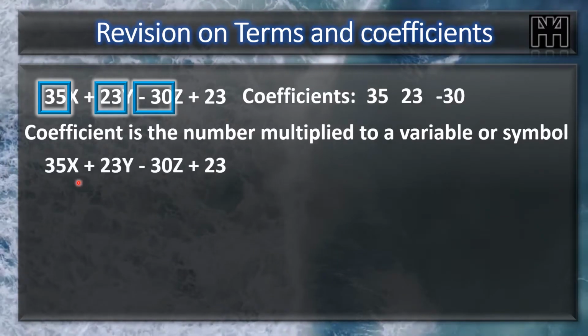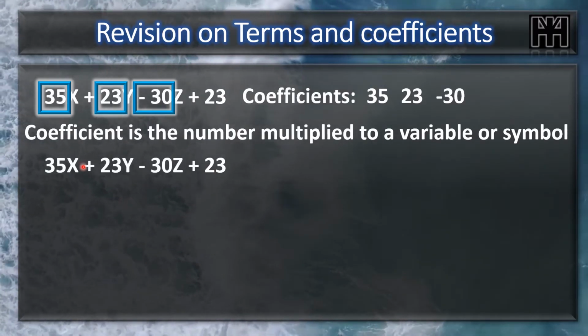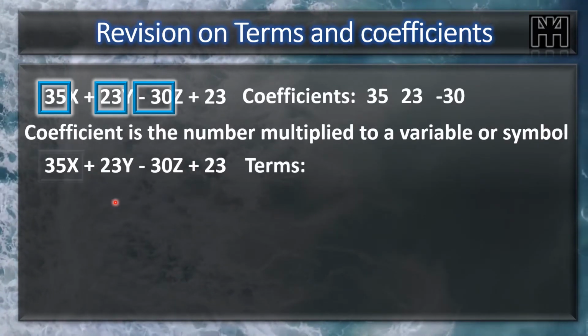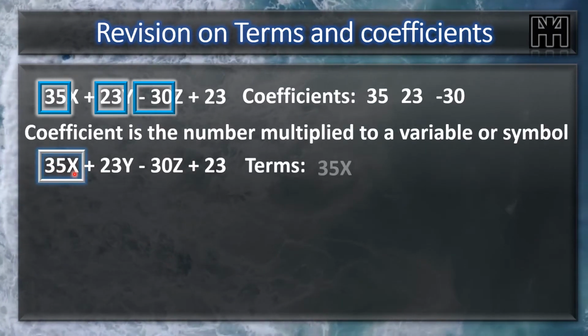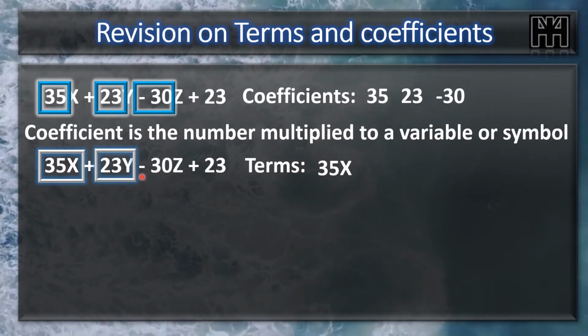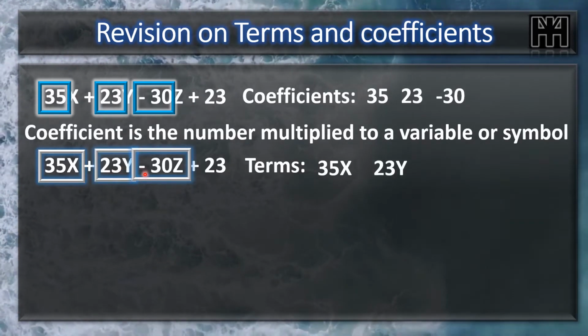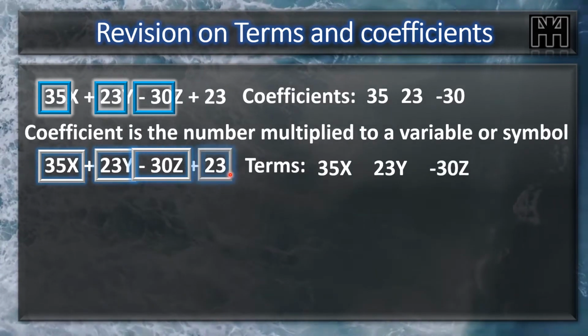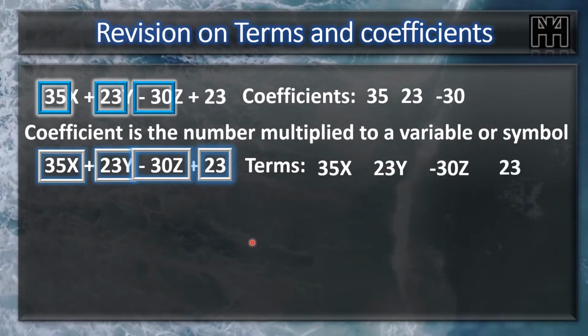Okay, for this same expression, you must find the terms. Okay, the terms are 35x, 23y, negative 30z. Don't forget the negative. Keep the sign with you, and 23.